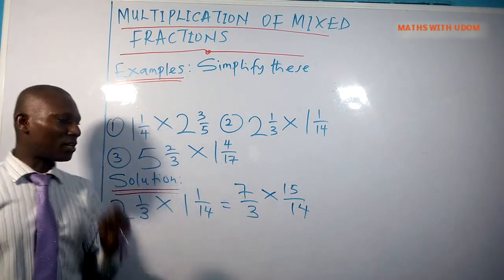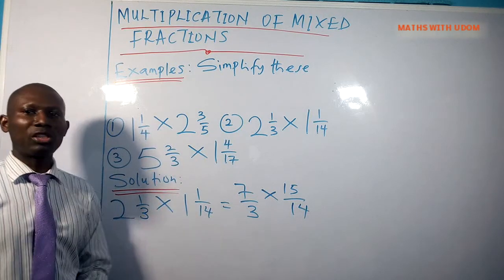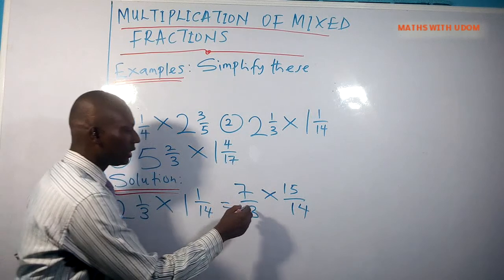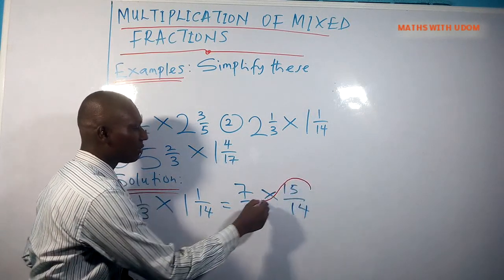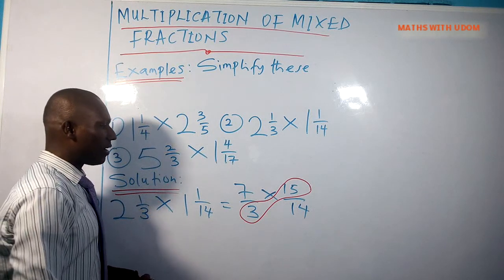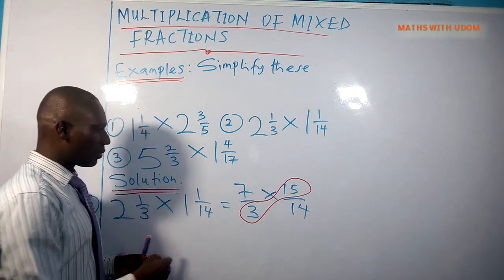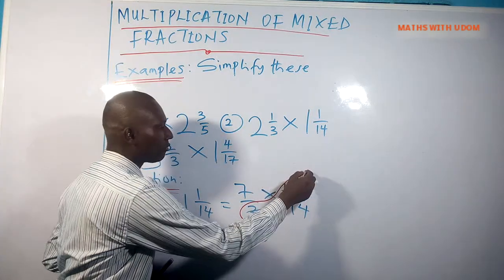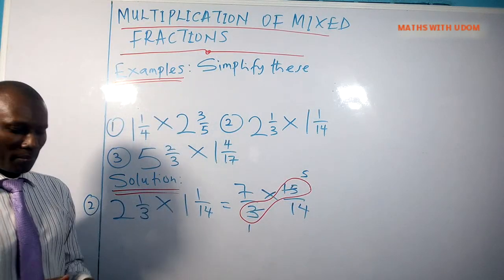Okay, so the next step is that we look for opportunity for cross cancellation. Okay, so 3 and 15, they have something in common. They have common factors. And so how many 3 can go in 3? 1. How many 3 can go in 15? 5.